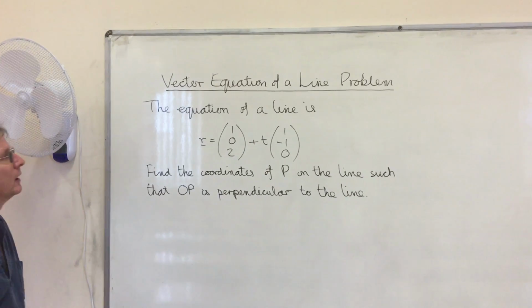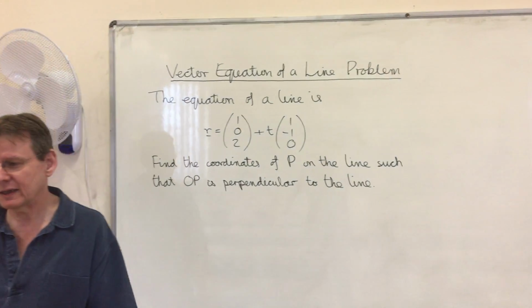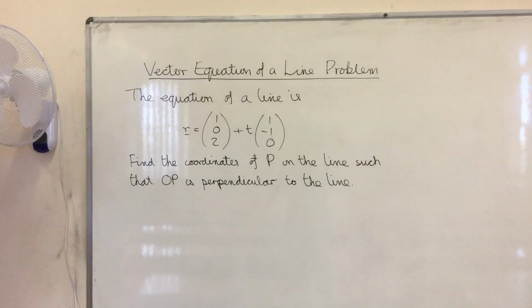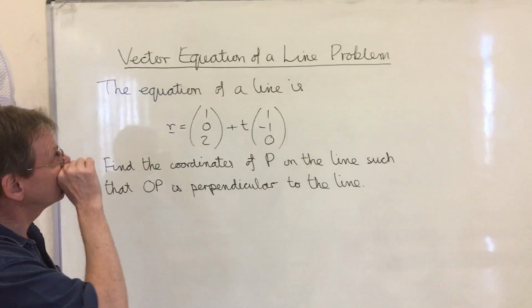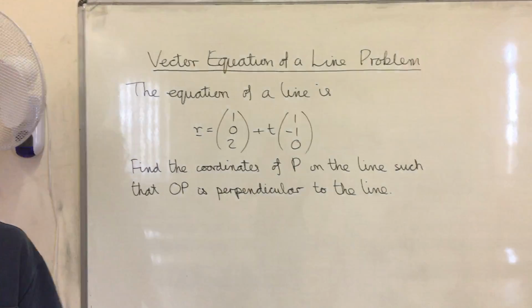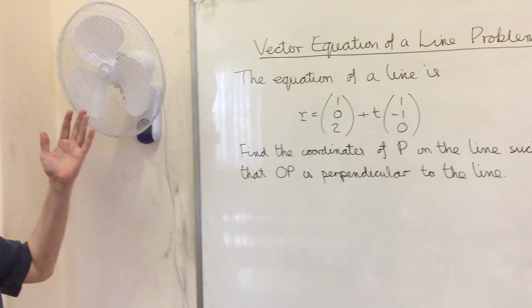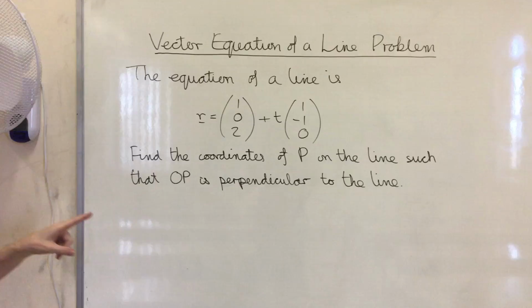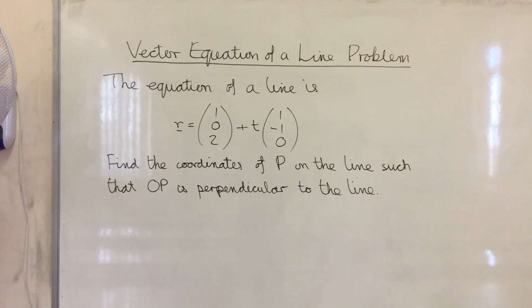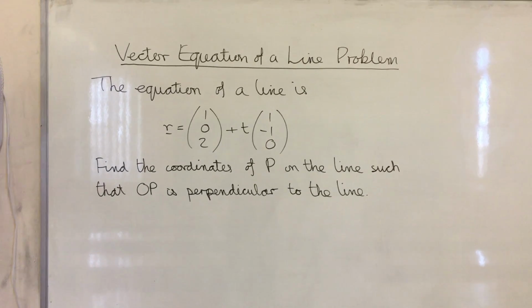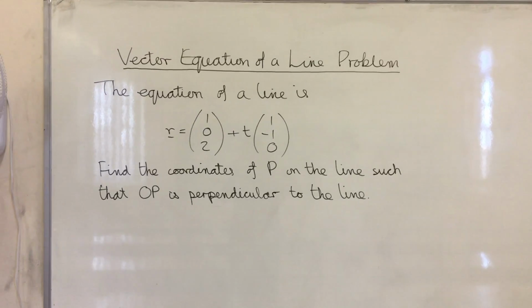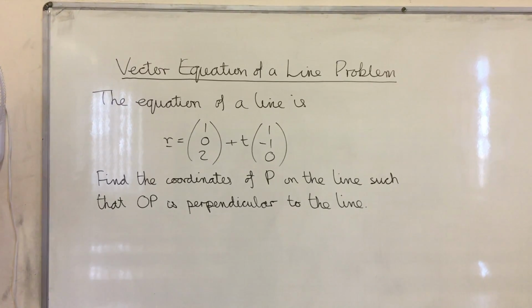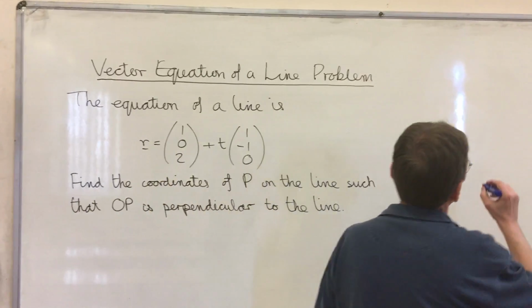Ready? Okay, so today I thought I'd look at a particular problem that you might come across in relation to the vector equation of a straight line. So I have the problem on the board. The equation of the line is this, and we have to find the coordinates of a point P on the line such that OP, the line from O to P, is perpendicular to the line. Okay? So let's have a diagram to demonstrate this.